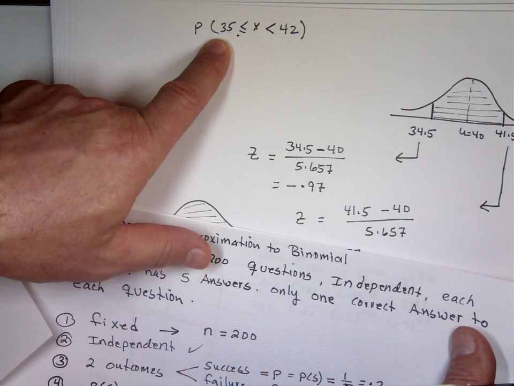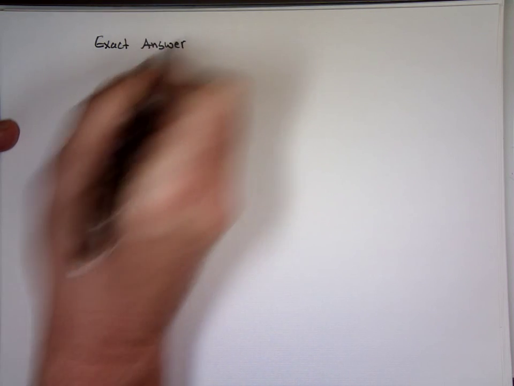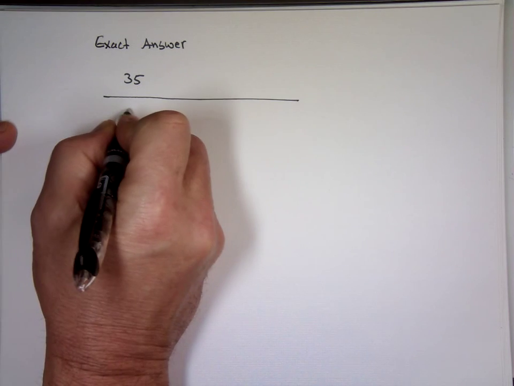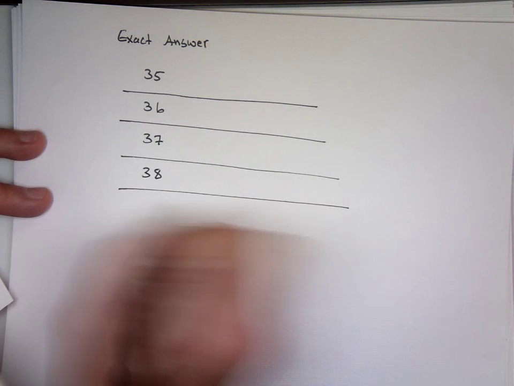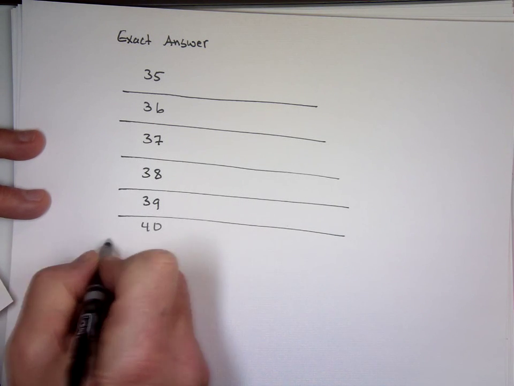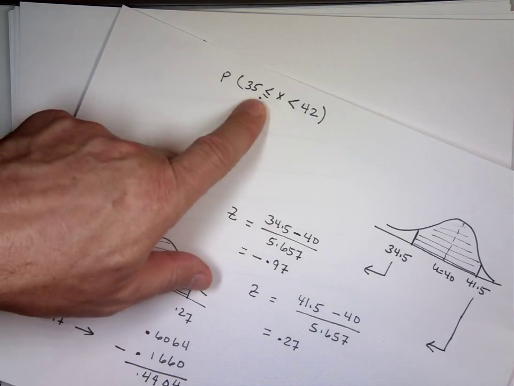Between 35 and 42, that means you score what? 35, 36, 37, 38, 39, 40, and 41. I can find all these answers and add them. So let's see what the correct answer, the exact answer, is, to see if I'm close to this approximation. So you could have 35 correct answers, you could have 36, 37, 38, 39, 40, and 41. It says less than 42. It does not say equal to 42.